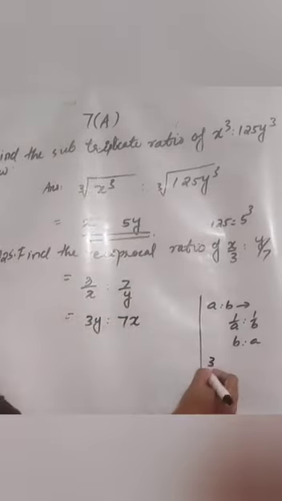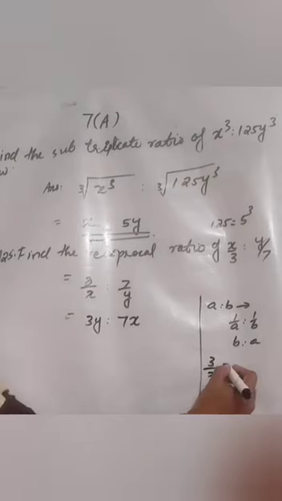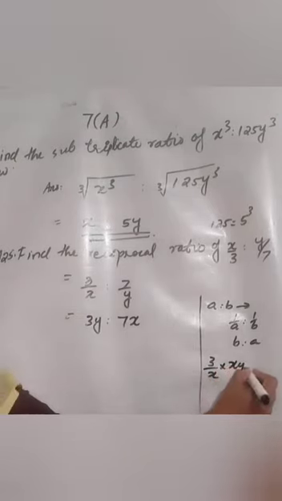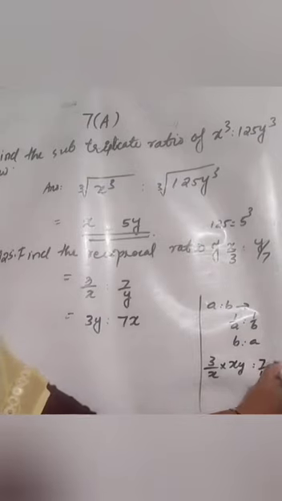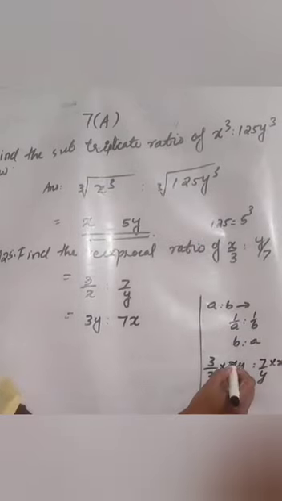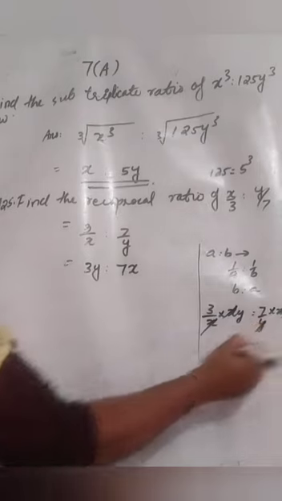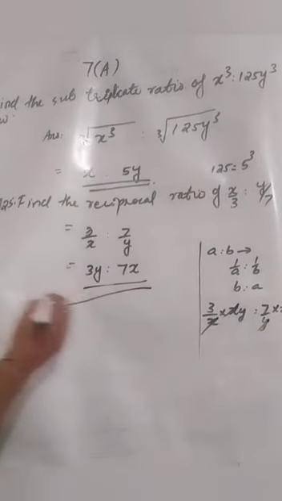We multiply. You studied in lower classes, how can we simplify a ratio? So the reciprocal is 3 by x is to 7 by y, into xy. This way we simplify. To get the answer, 3y is to 7x is the solution.